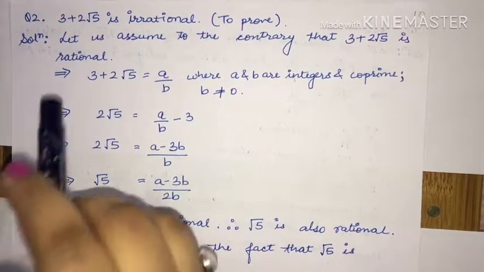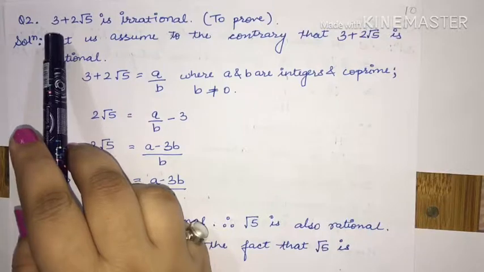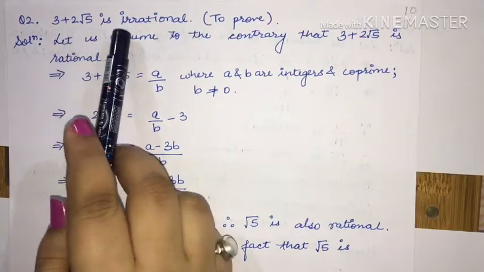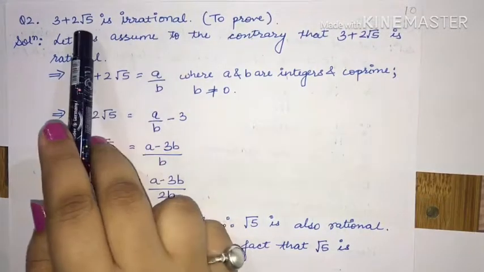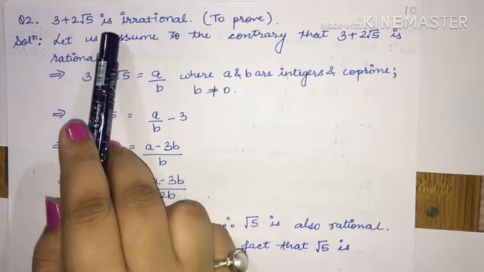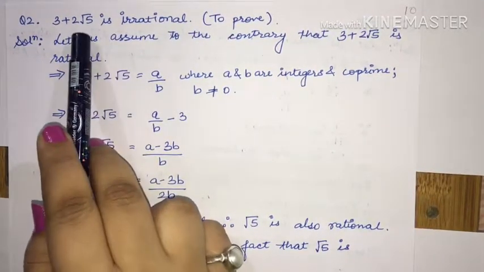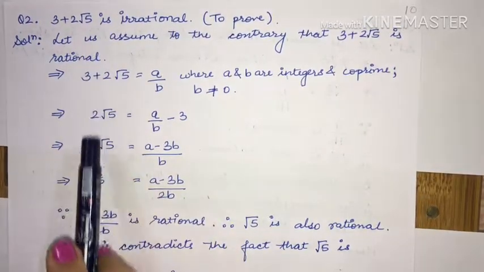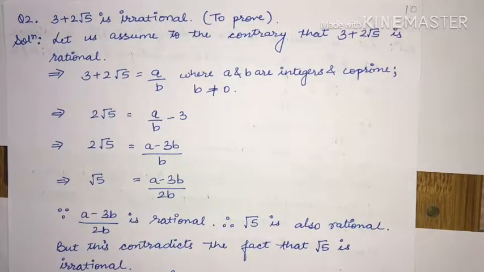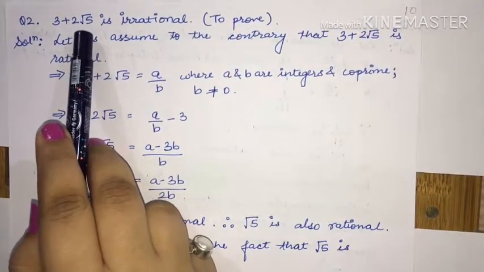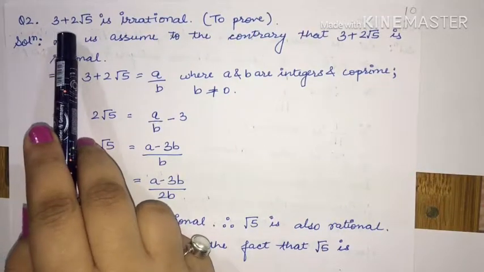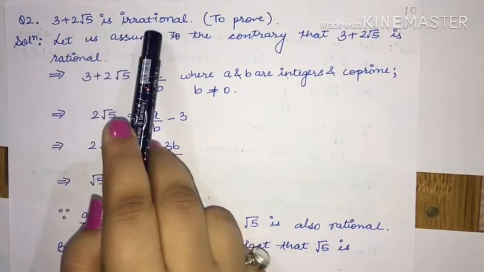For CBSE students, if in the exam it is asked to prove 3 plus 2 root 5 is irrational, then please check whether root 5 is given irrational or not. If it is given irrational, then you just have to do this procedure which I have just now shown. Otherwise, you have to first prove root 5 is irrational and then you have to prove in the second part that 3 plus 2 root 5 is irrational.